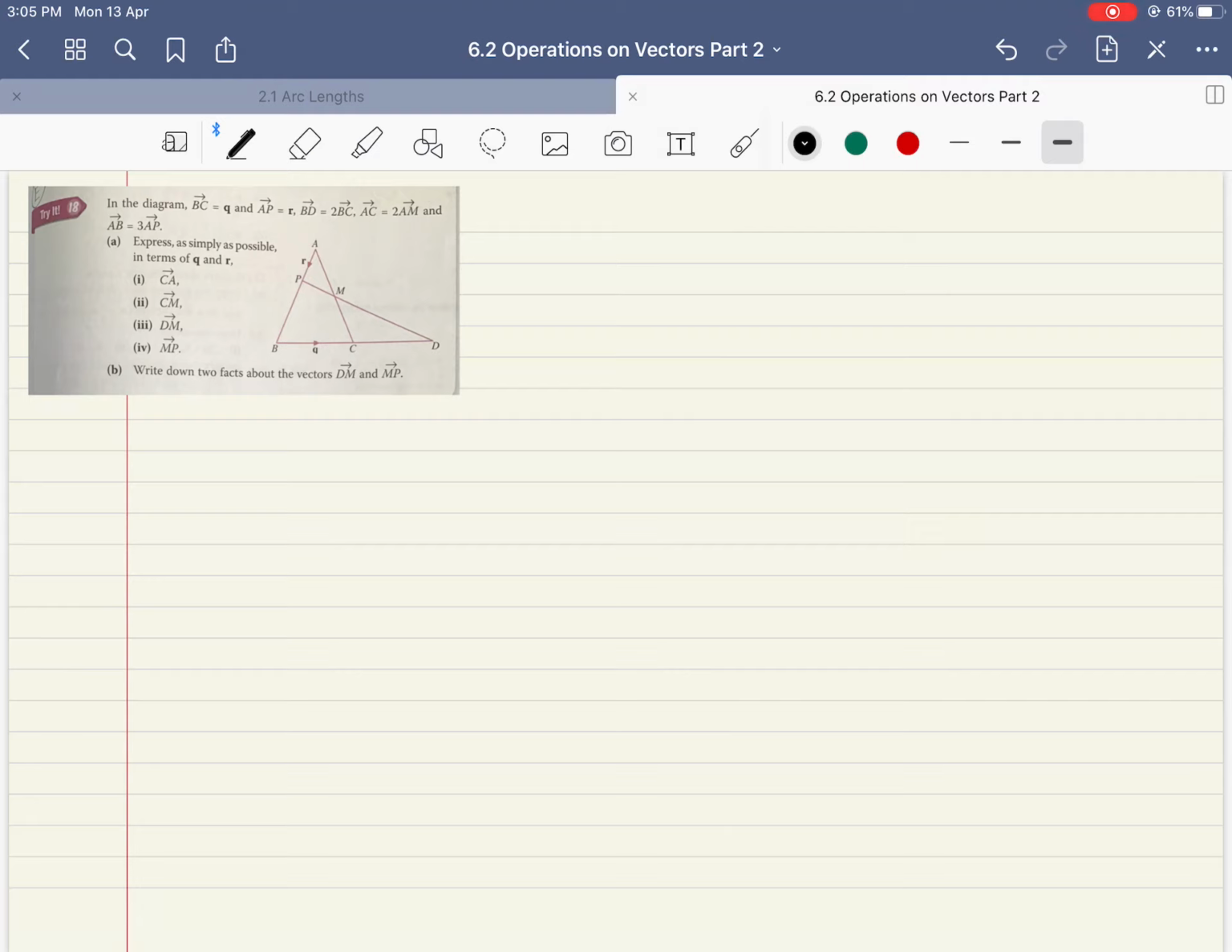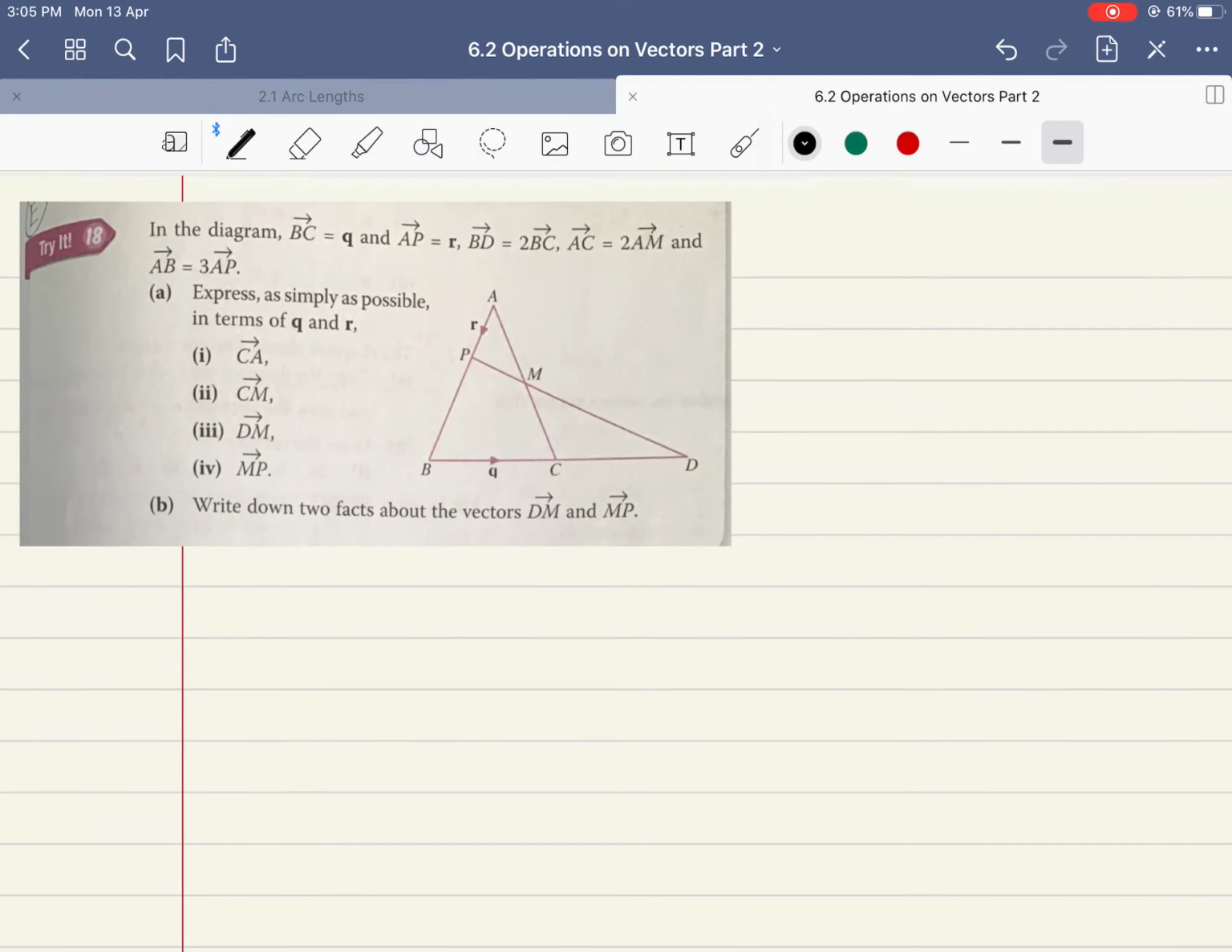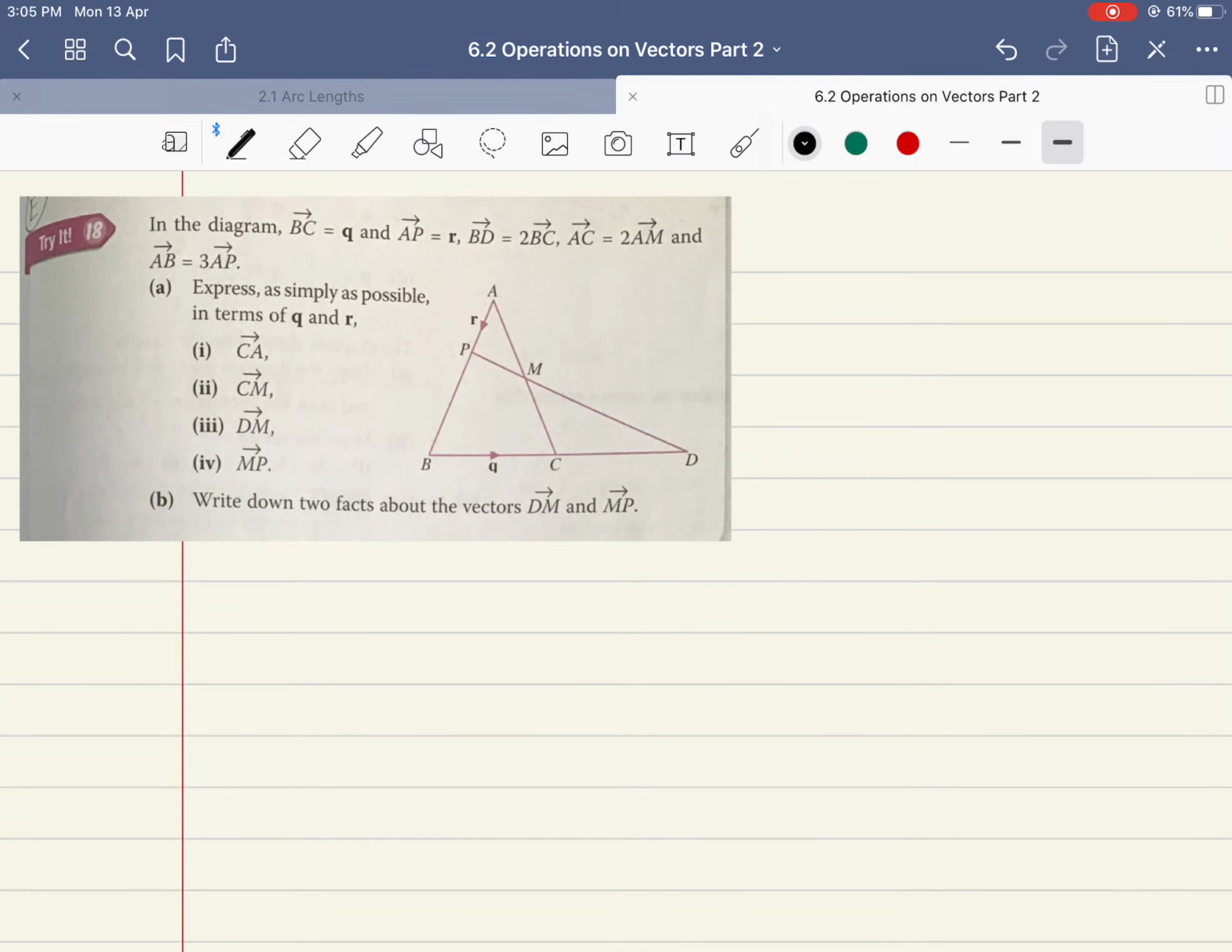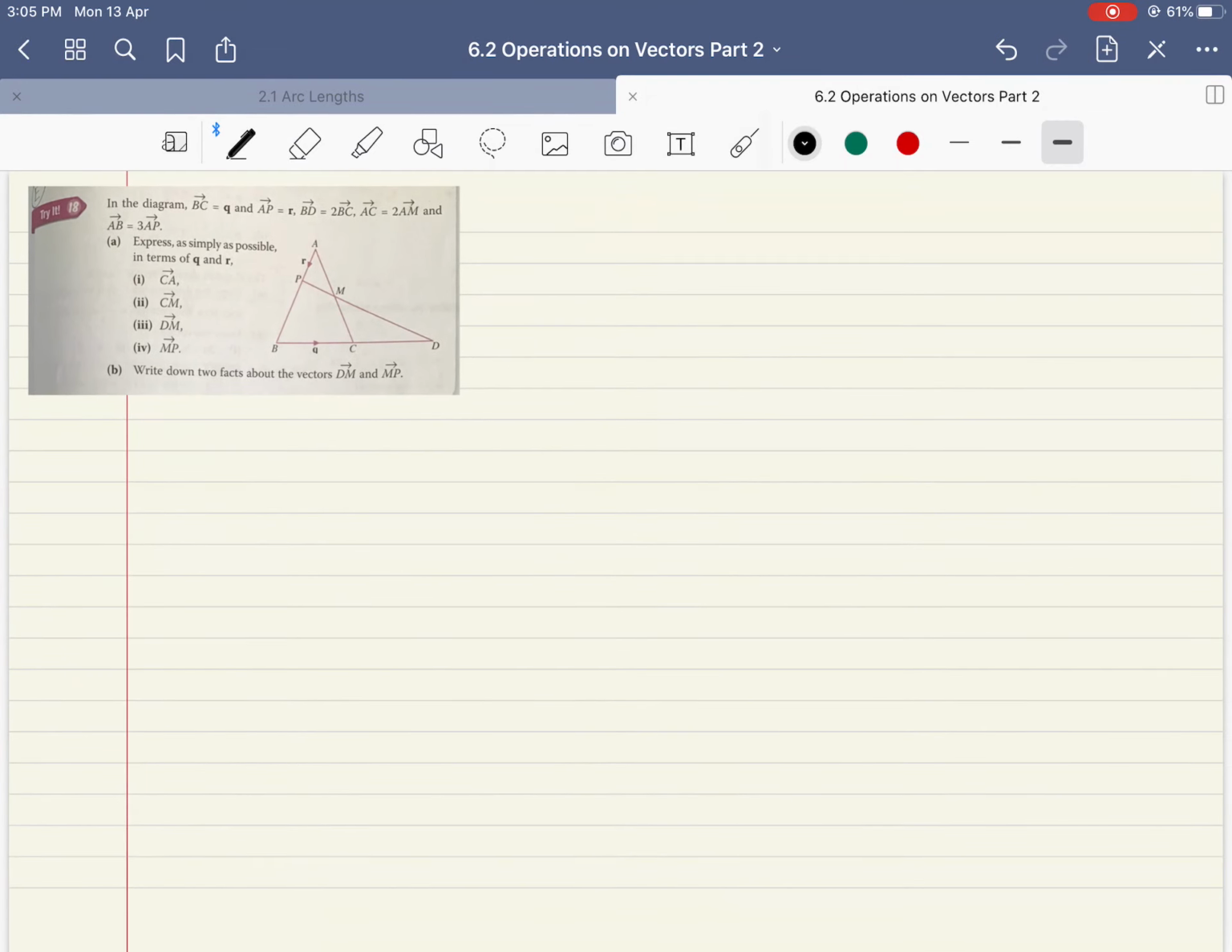Okay, now we have try it 18. Try it 18 is something that is different now. But don't worry, we'll work through this. I think it's best if you have a textbook next to you so that you can follow the diagram as I work through this question. So now is for part (a)(1). They want CA. This will be a combination of what we did last week, and what we've just learned a few minutes ago.